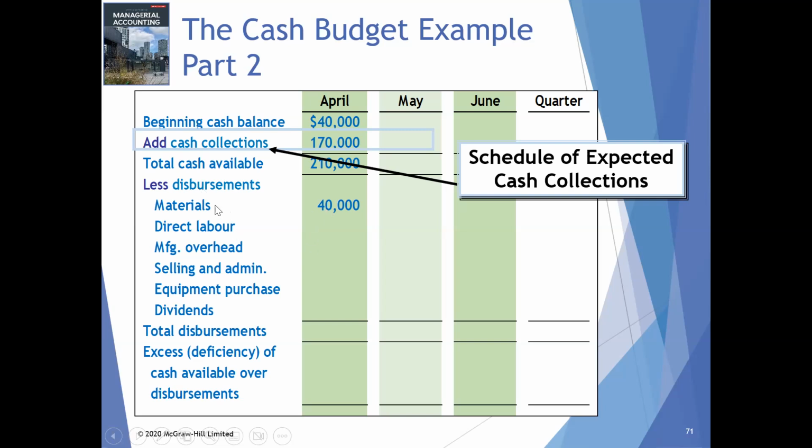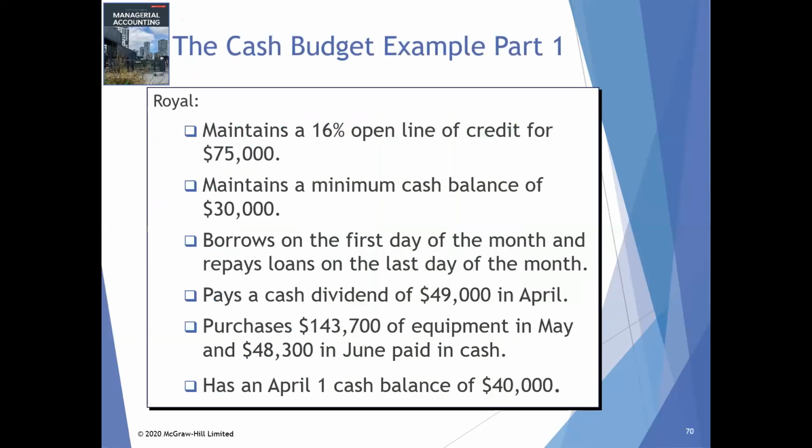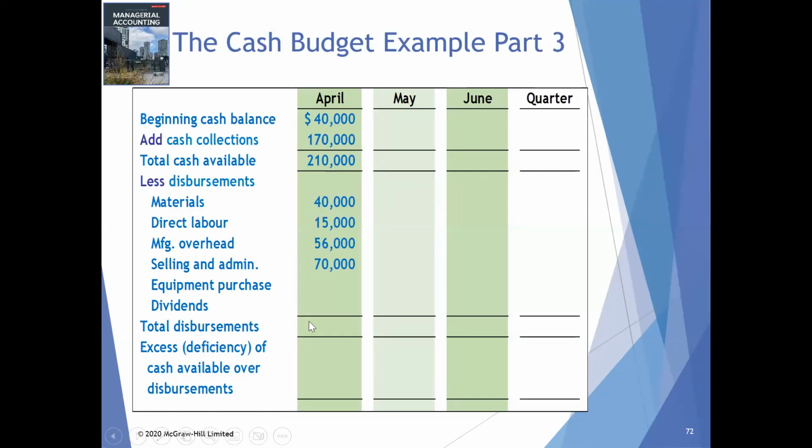So 40,000 is the direct material. Then we have direct labor, then manufacturing overhead, then selling and administrative expenditures. So these are the cash that we will pay. So the total of all these, right? Now in the month of April, have we purchased something or not? No, we have purchased in the months of May and June. We have planned to buy some equipment, so not in April, but in April the cash dividend is there. Now we have all these figures.